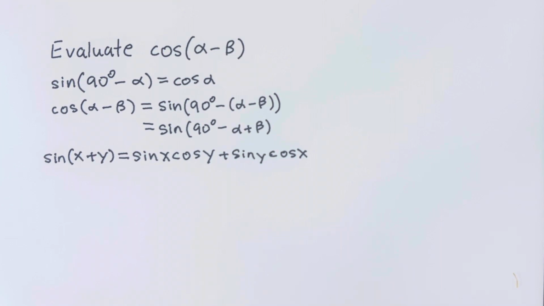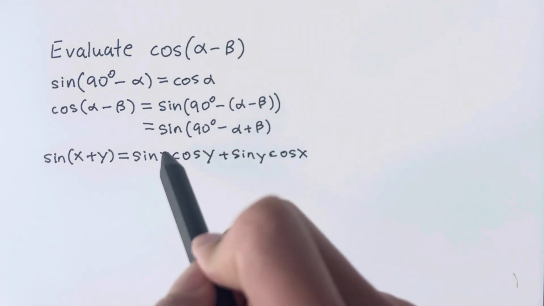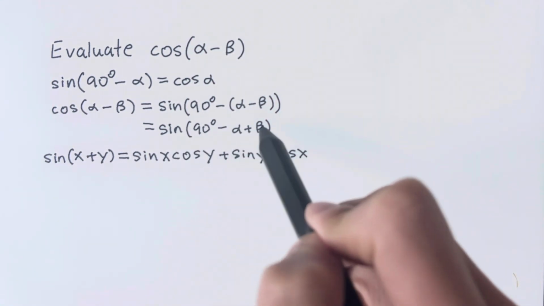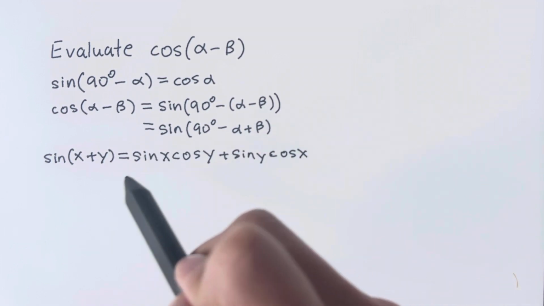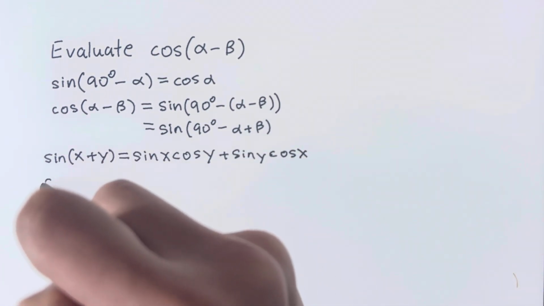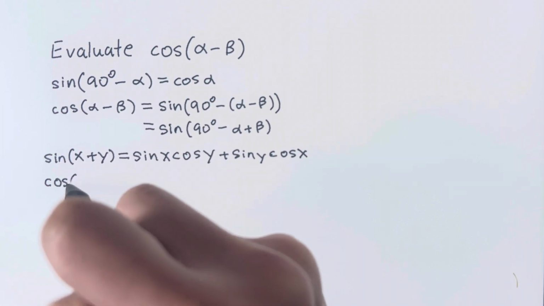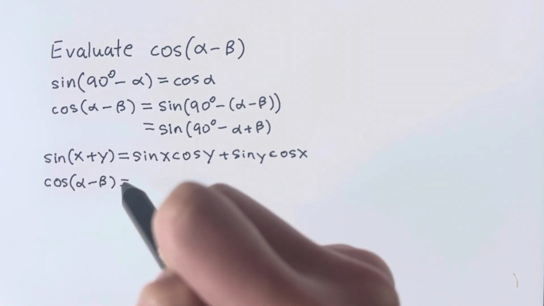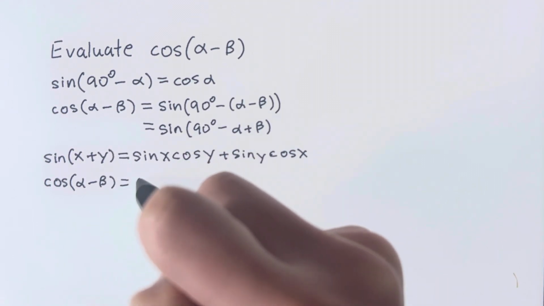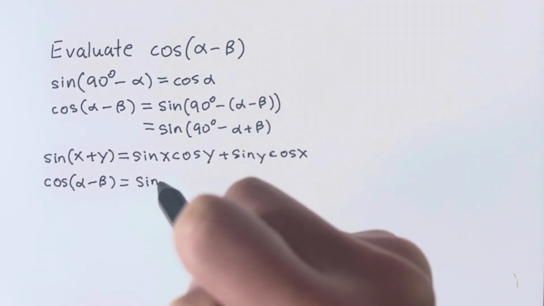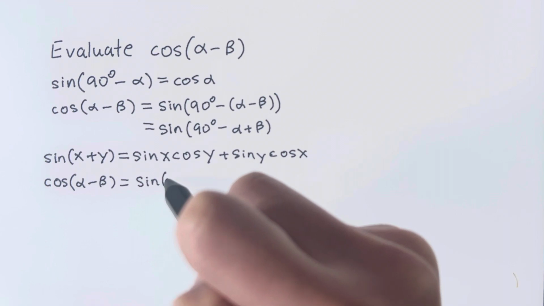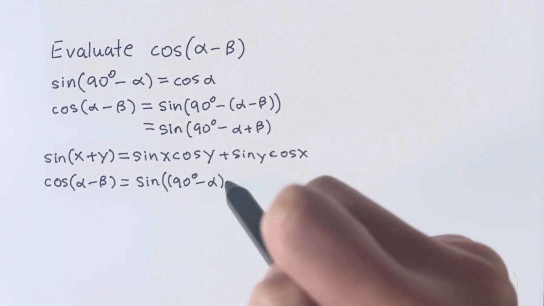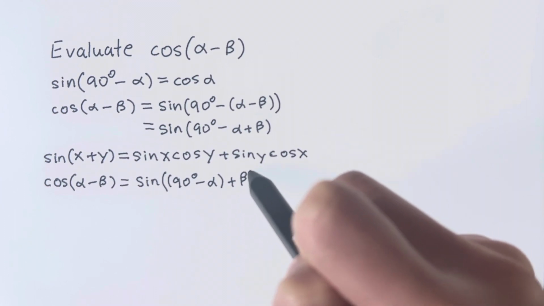Then, if we let x as 90 degrees minus alpha and y as beta, then we'll get that the cosine of alpha minus beta will equal to the sine of 90 degrees minus alpha plus beta.